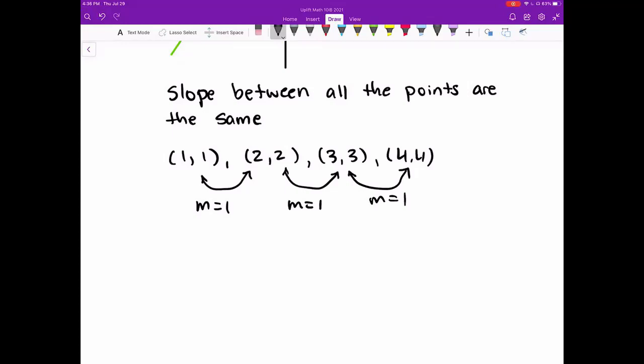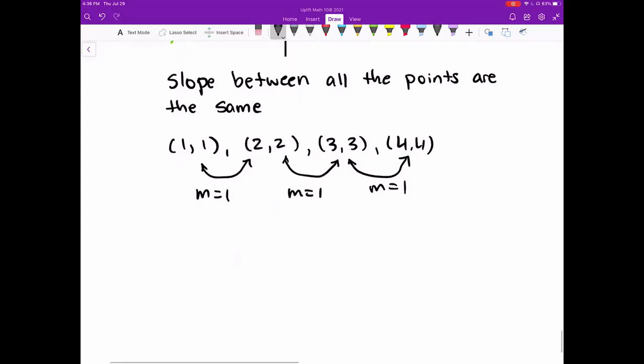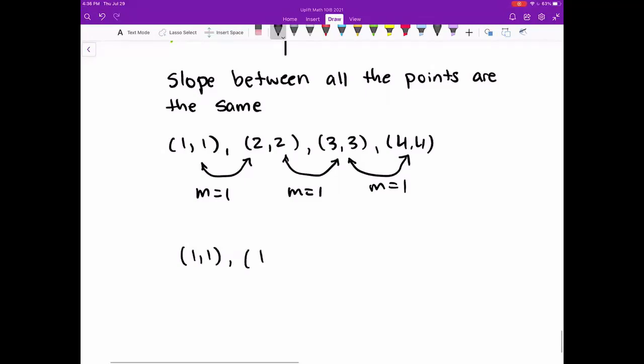Should we give one that includes a variable? Yeah, okay. So if we have a point (1, 1) and another point which is (k, 7) and another point which is (4, 10), and these 3 points are collinear, what is the value of k?